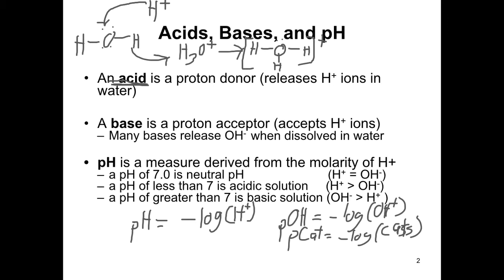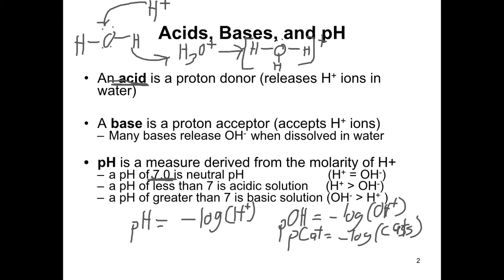pH is measured on a scale of basically 0 to 14. You can have some things that are below 0 and some things that are above 14, but you're never going to find them in the body. Generally speaking, the lower something is on the pH scale, the more acidic it is. A pH of 7 is a neutral pH. That means that you are equally an acid and a base, or neither.